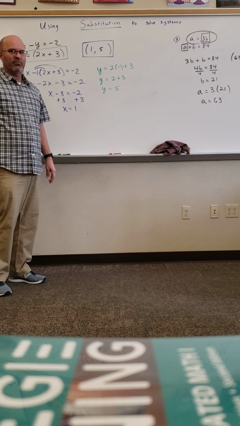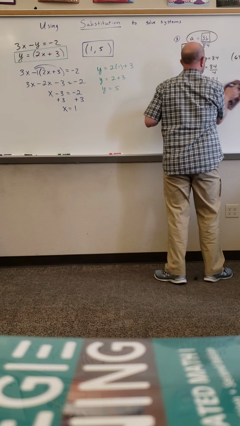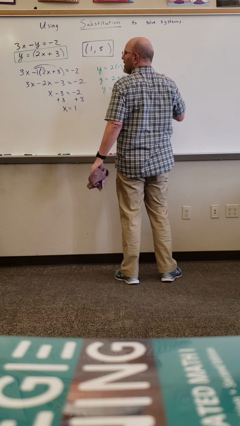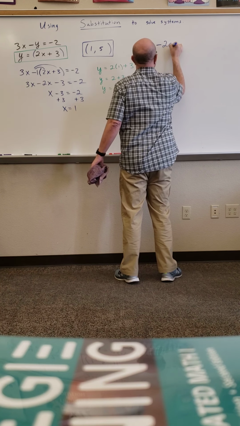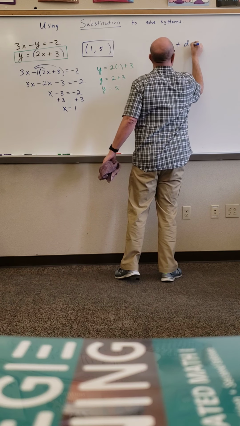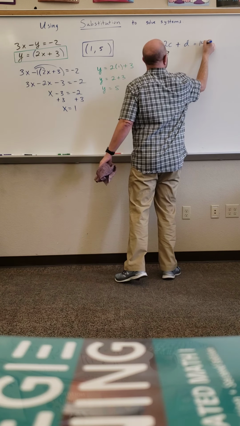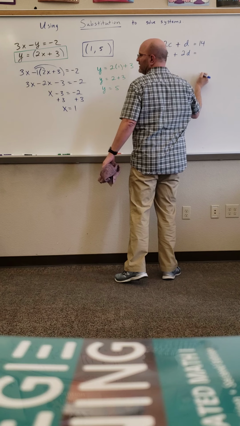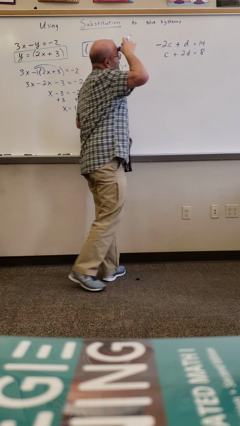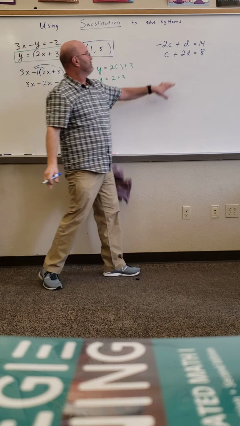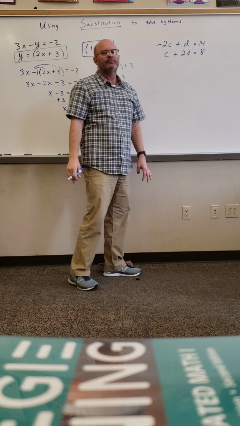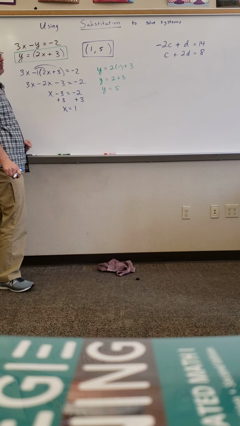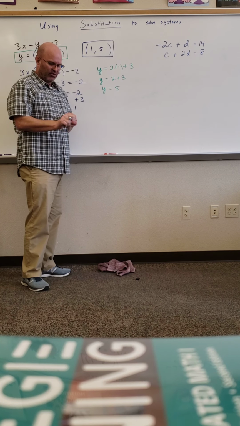All right, are you ready for number 5, the most challenging one of them all? So problem 5, let's see, negative 2c plus d equals 14. And our second equation is c plus 2d equals 8. So this is a challenging looking problem because notice that both of our equations are in standard form. All the problems up until now, we've always had one of the variables isolated already. And in this problem, neither variable is isolated.